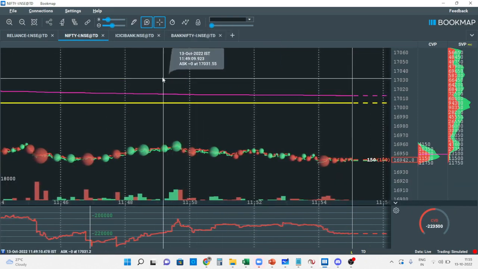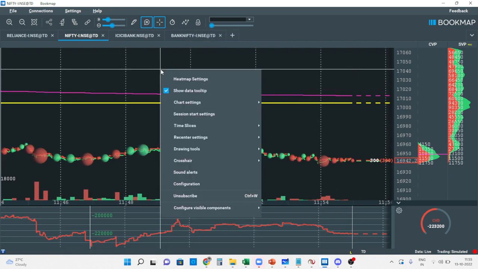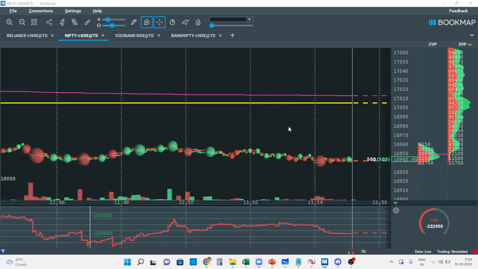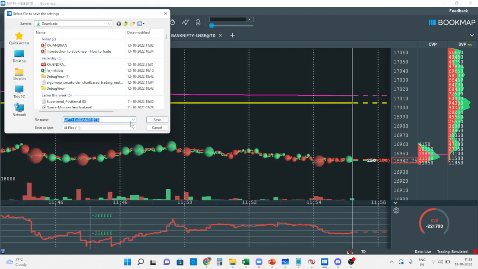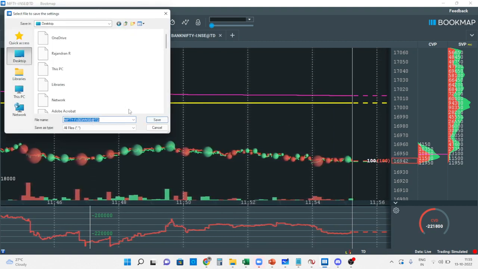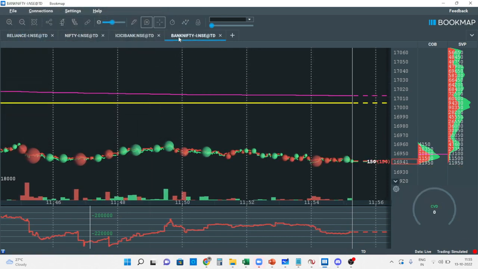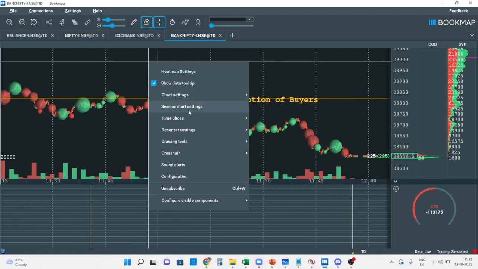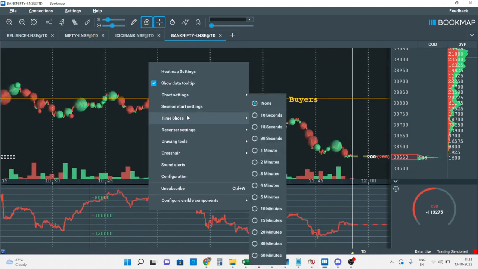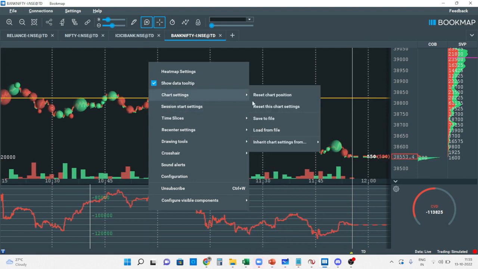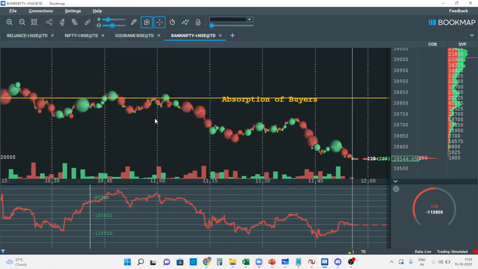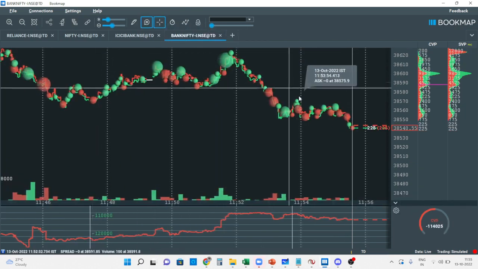So if in case we want to apply the settings, you can go and save that as a template. You can go to the chart settings and save it to a file. I'll say like a Nifty activity, and I'll put it on the desktop. And I'll go to Bank Nifty. I can apply those same settings. I'll right click, then go to the chart settings and load from the file. I'll select that particular file. So it automatically tries to bring those similar settings into Bank Nifty as well.